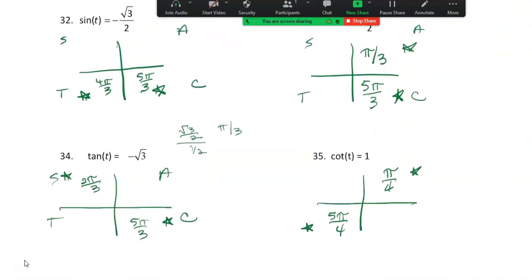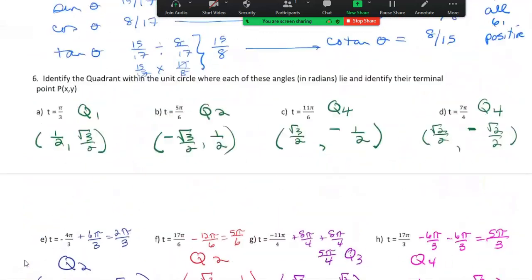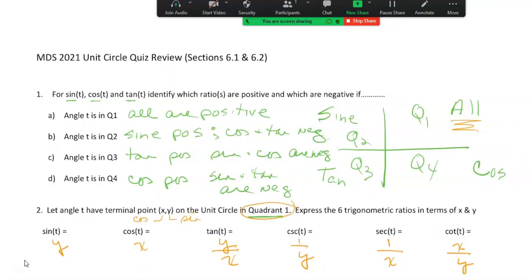Okay, that's it. If you can do this, you can do well on the quiz. So go through all of this material, and please make sure it makes sense to you, or come and see me.